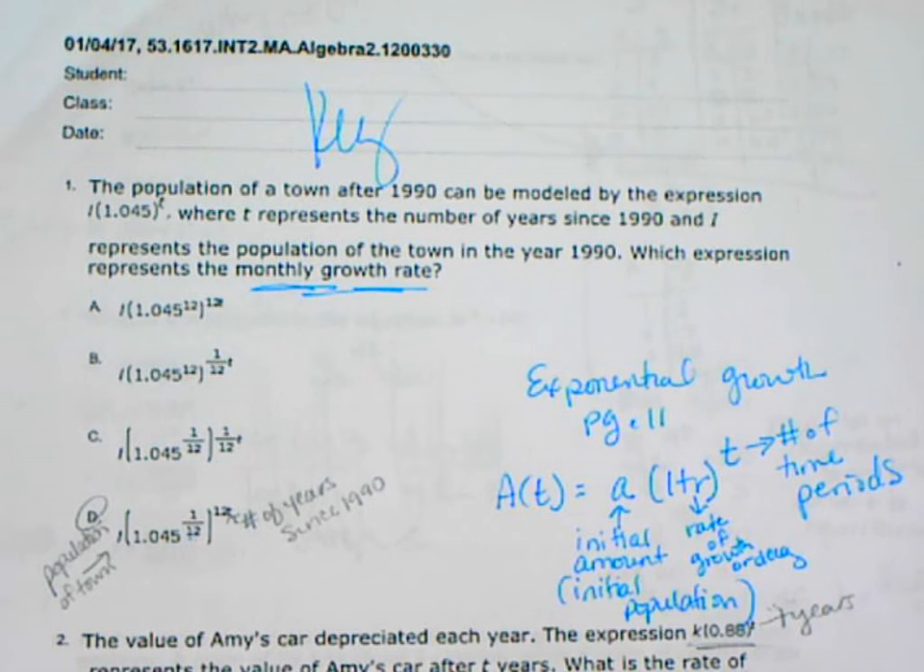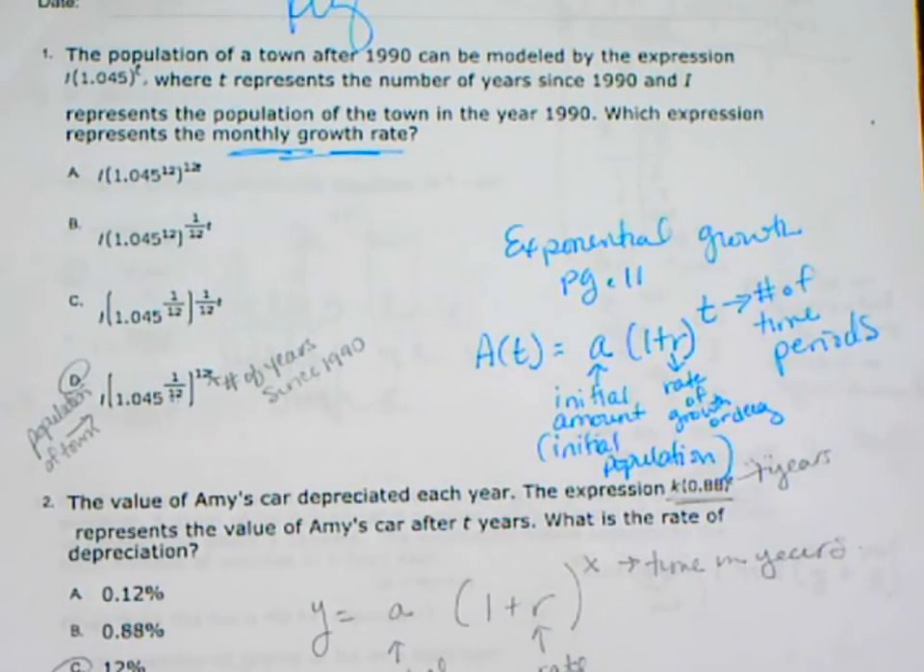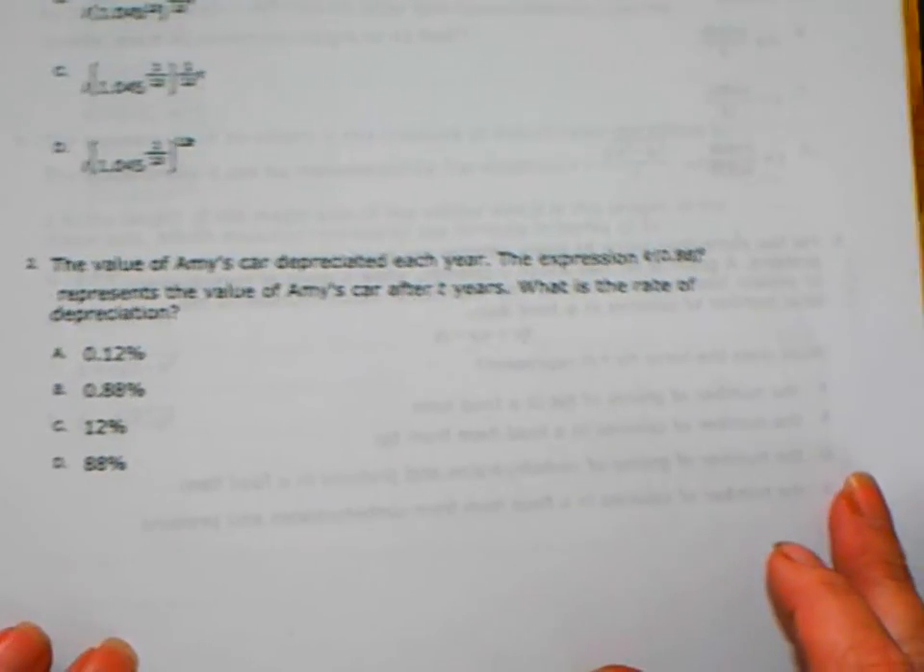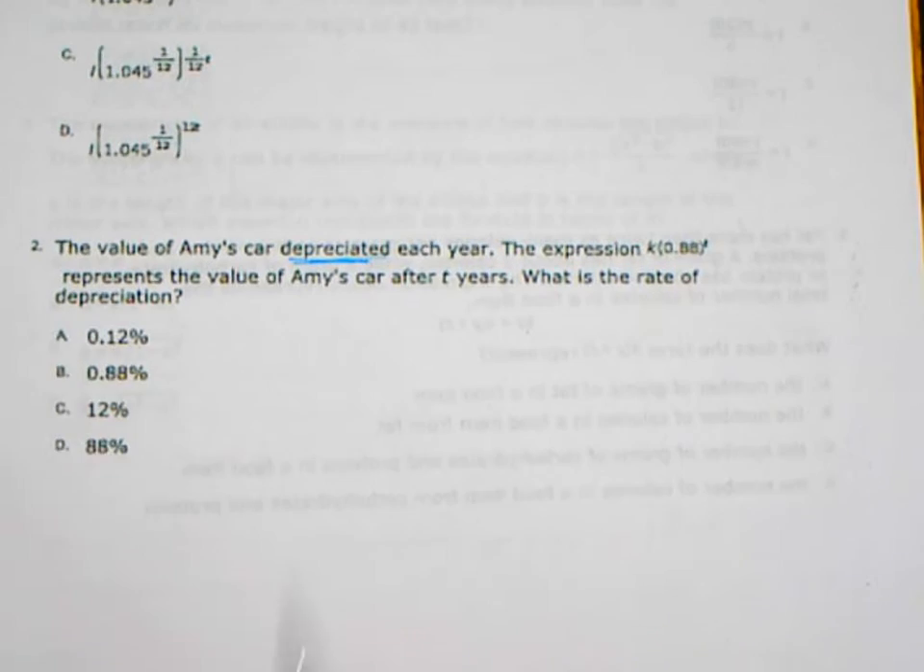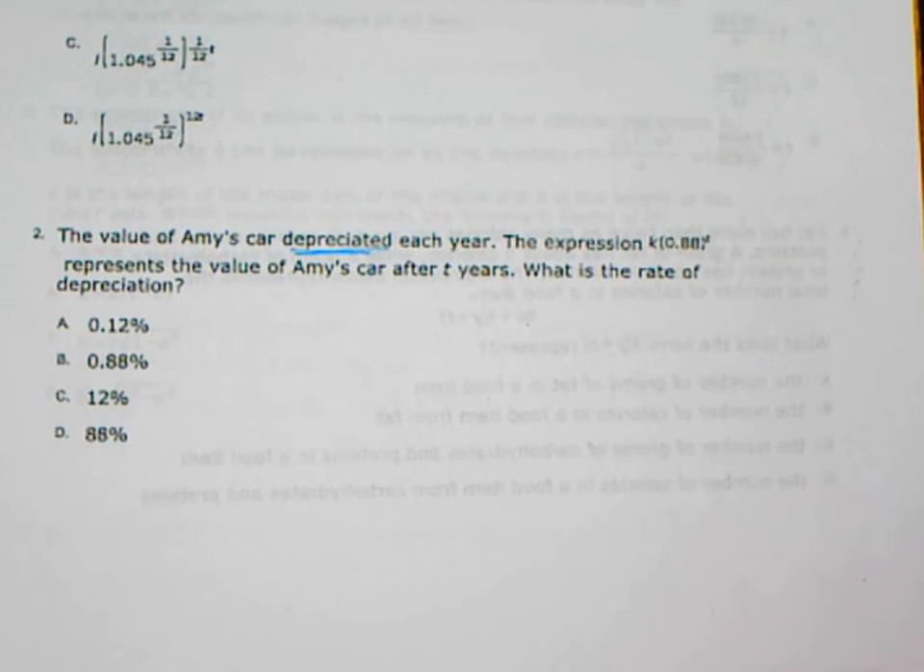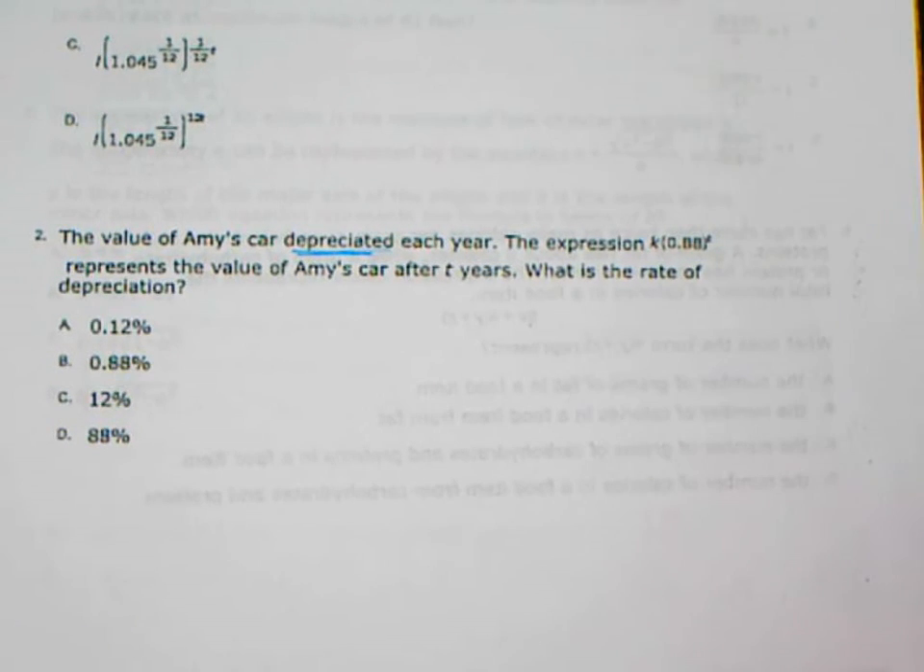Okay, 2 is the same kind of question, or it's based on the same formula. So page 11, exponential growth, exponential decay. And from here on out, I'll write these down. I just had that one up there already. All right, the value of Amy's car depreciated. So does that mean the price went up or down? Down. Each year, the expression K times 0.88 raised to the t represents the value of Amy's car after t years. So we know t is in years.